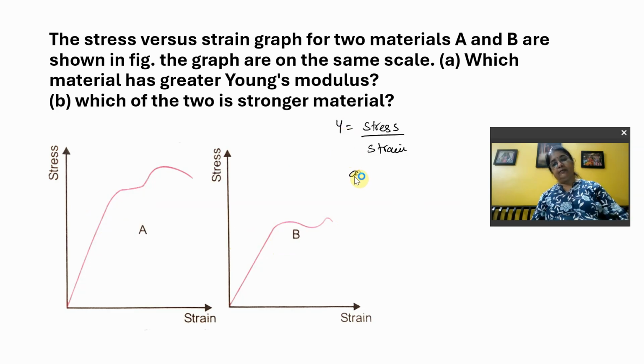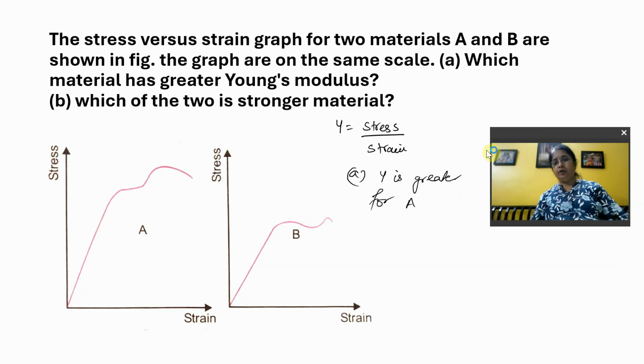So which means Y is greater for A. What is the reason? Again, Y is greater because strain is smaller. Okay, that is why Y is greater.